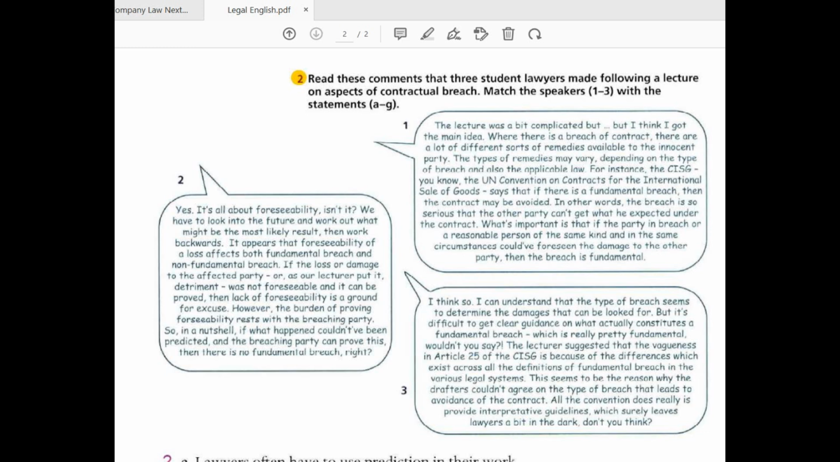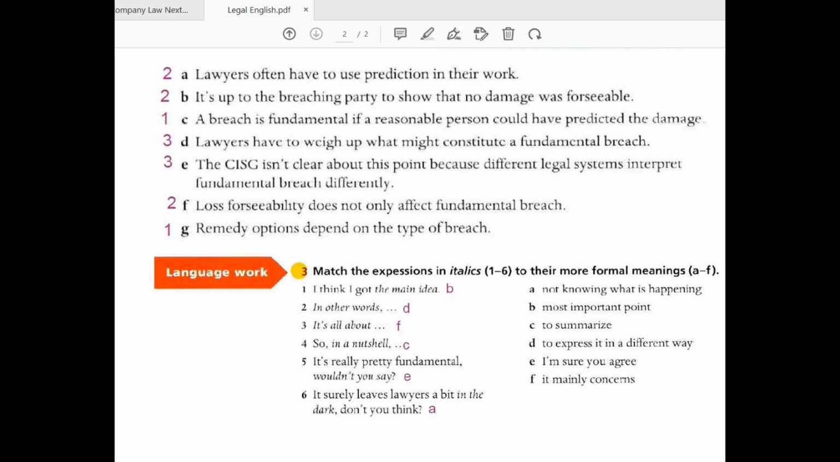This seems to be the reason why the drafters couldn't agree on the type of breach that leads to avoidance of the contract. All the convention does really is provide interpretation guidelines, which surely leaves lawyers a bit in the dark. Don't you think so? And now we need to match these options with our extracts.